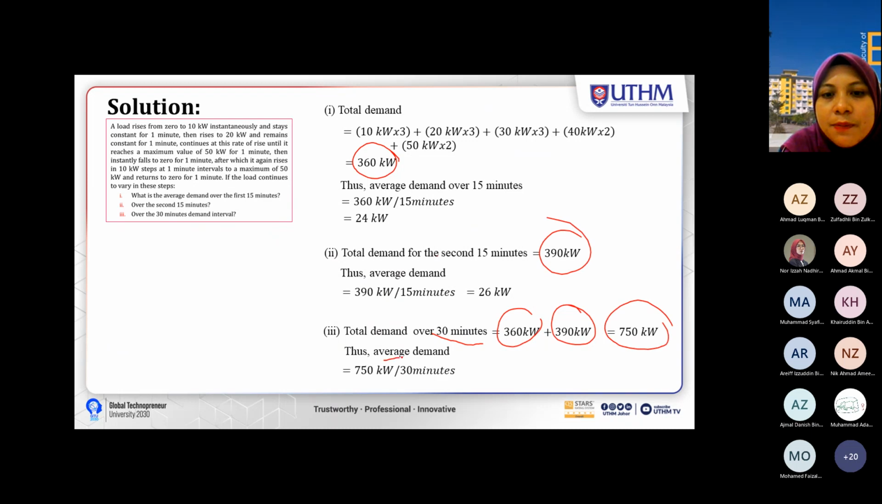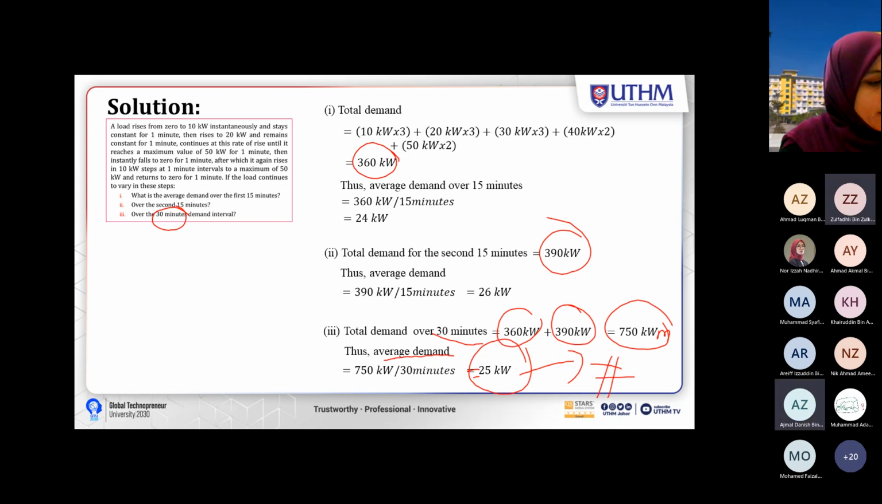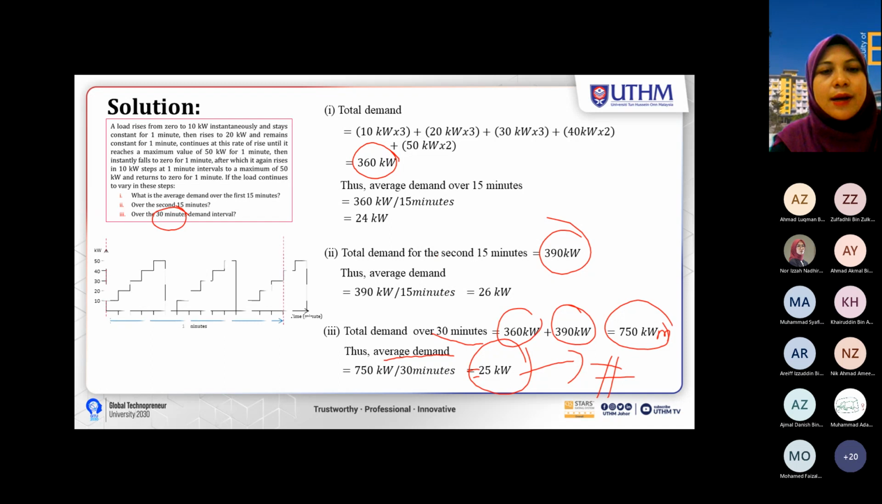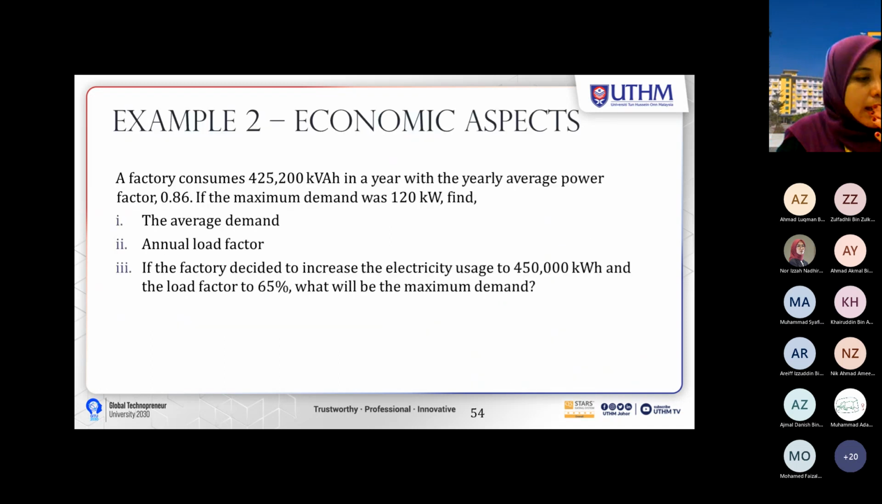Tapi dia nak average demand. Average demand untuk 30 minutes. So 750 kilowatt meter you divide by 30 minutes, you get 25 kilowatt. So the average demand over 30 minutes demand interval is about 25 kilowatt. Understand? Faham? Bagus. And then kita tengok example, the second example.